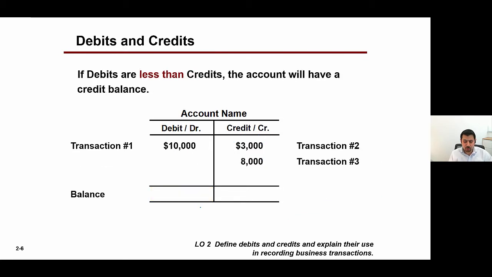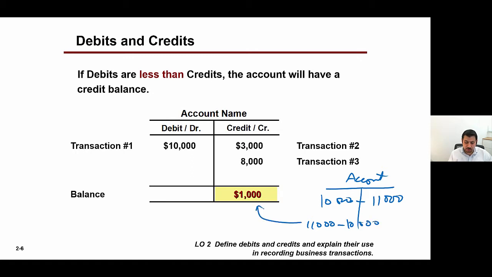On the other hand, when it is the other way around, here we have again an account, with a total of 11,000 here and a total of 10,000 here. The difference between the two is 1,000. So it's 11,000 minus 10,000, which is 1,000, and because credits are greater than debits, this account has a credit balance.